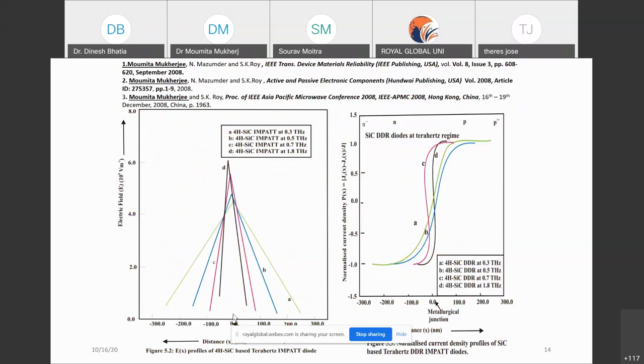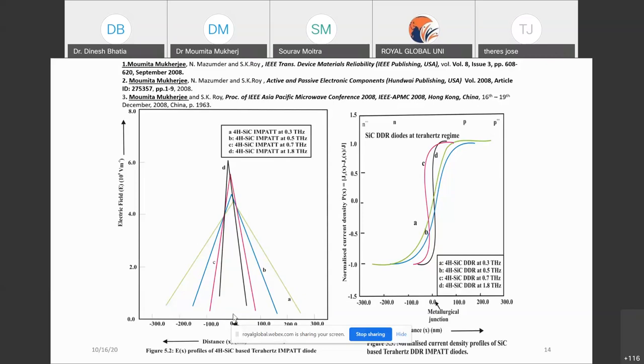Now, these are some of the output results that we have obtained. That is a variation of electric field within the drift region. And we have adopted the harmonic power oscillation technology. When the device is developed and embedded inside the antenna system, there will be a tuner. Using that tuner, if you tune it from 0.3 terahertz, you can get power output up to 1.8 terahertz. So almost a 2 terahertz device can be developed, and the size will be almost nano dimension, but you will get milliwatt level of power.